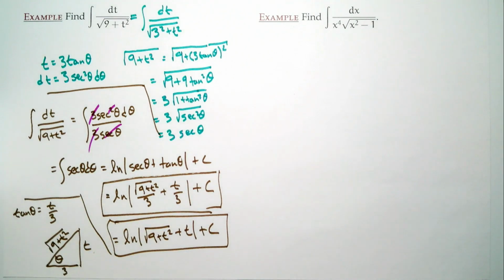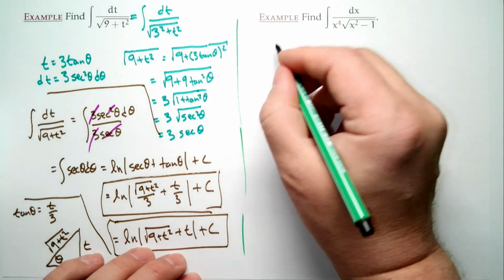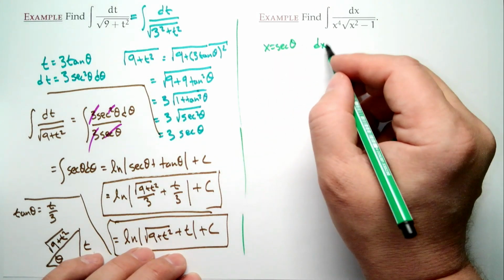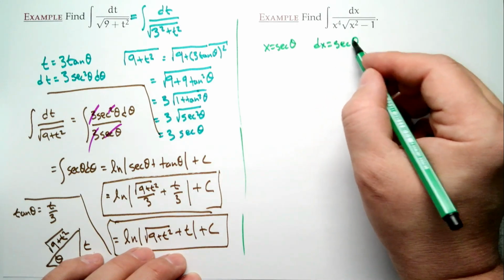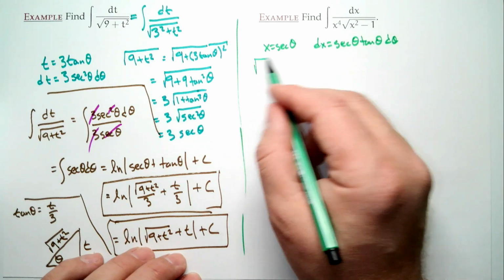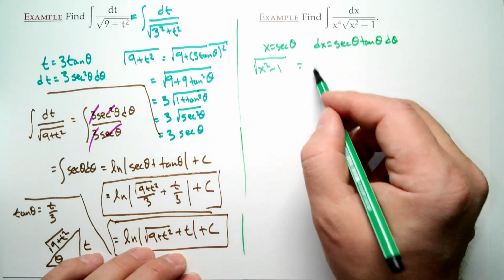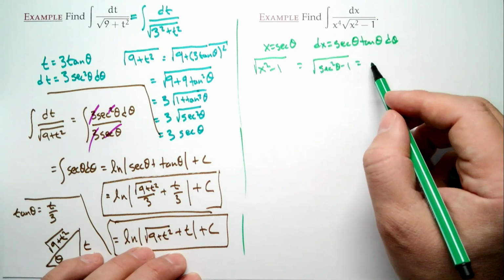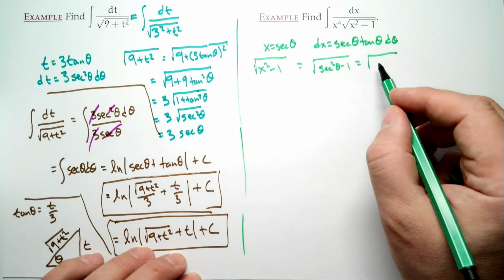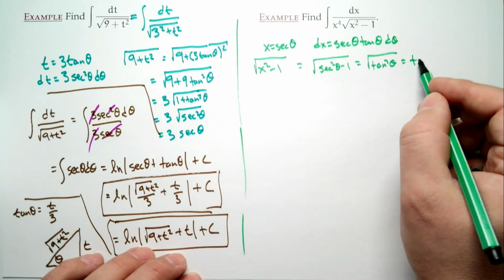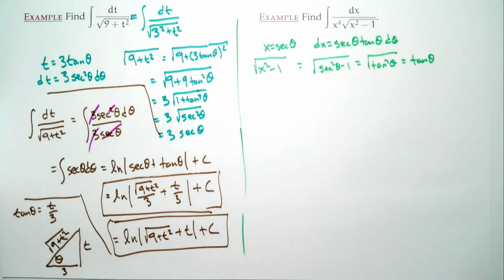All right, so here we go. Let's put a little dividing line. So we're going to have x equals secant theta. What does dx become? Secant tangent. Then we throw on a d theta on the end. Square root of x squared minus 1. That's going to be the square root of secant squared minus 1. Secant squared minus 1 is tangent squared. So we are setting it up so that we can get rid of that square root. Lo and behold, it becomes tangent.